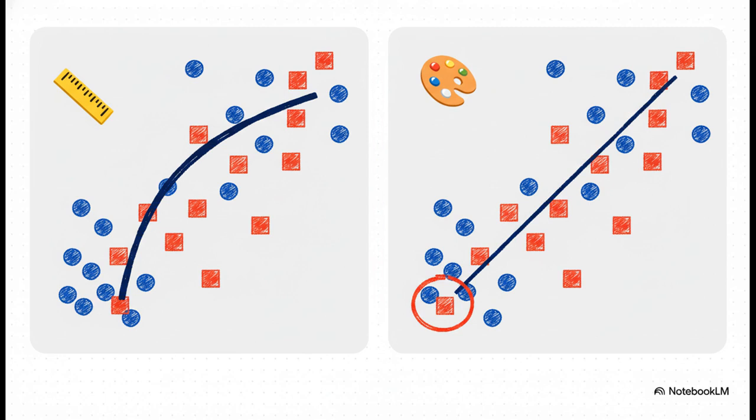A soft margin is way more practical. It's okay with a few mistakes here and there, because that allows it to find a boundary that works better for the data as a whole. It trades a tiny bit of perfection for a whole lot more real-world usefulness.